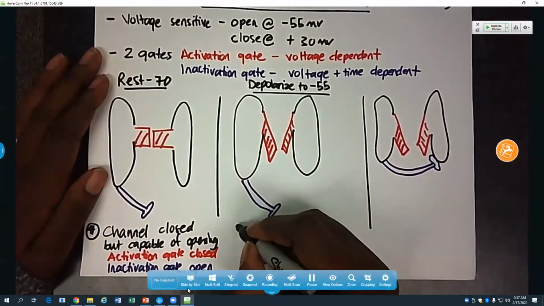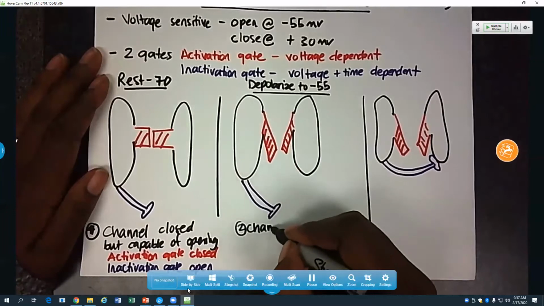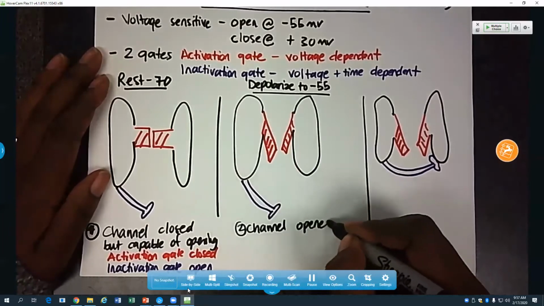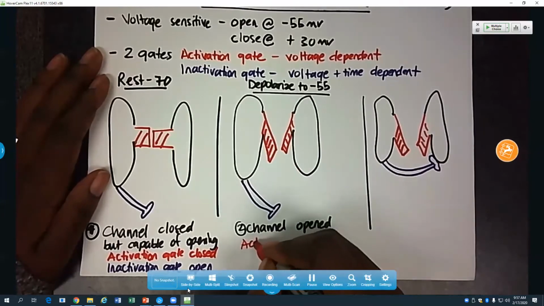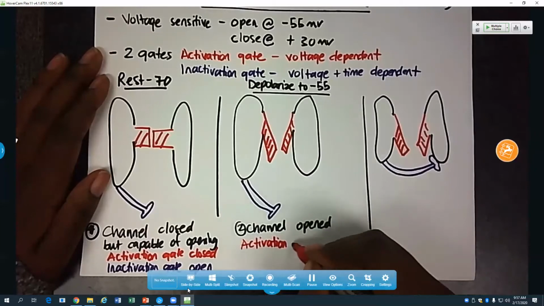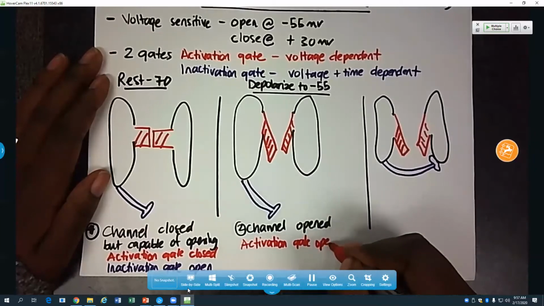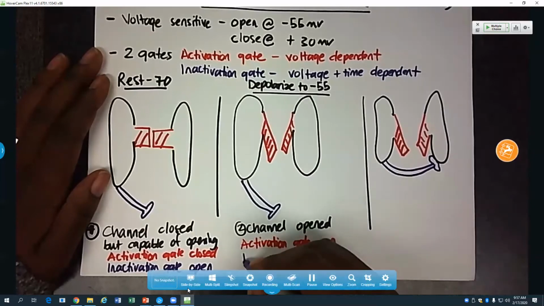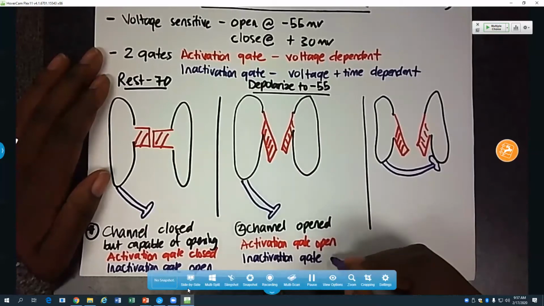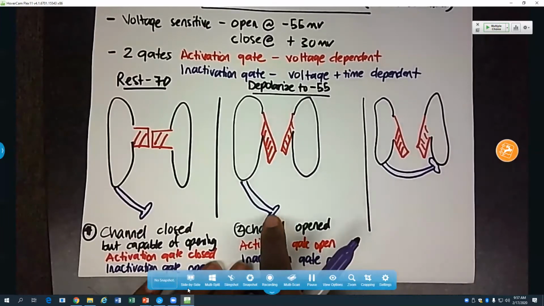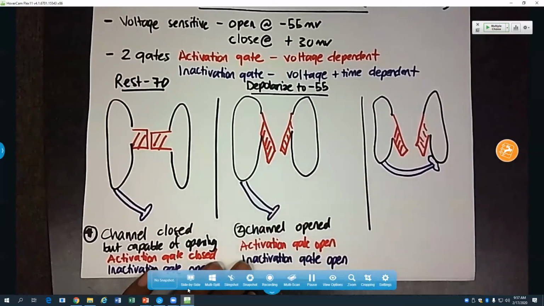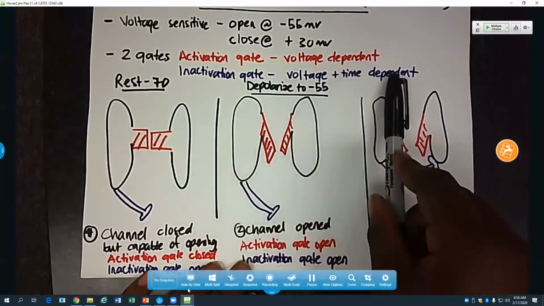So in phase 2 here, the channel is open. And that is because the activation gate is open, and the inactivation gate is also open. Okay. Now, when the inactivation gate gets to negative 55, there's a 1 millisecond delay here. And that's what we mean by the inactivation gate being voltage and time dependent.